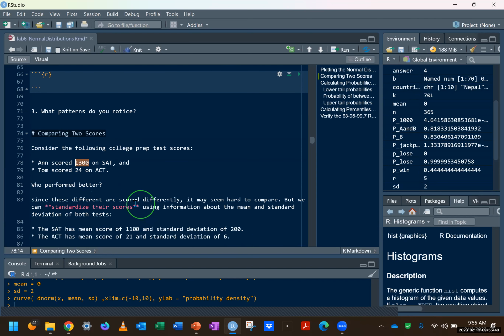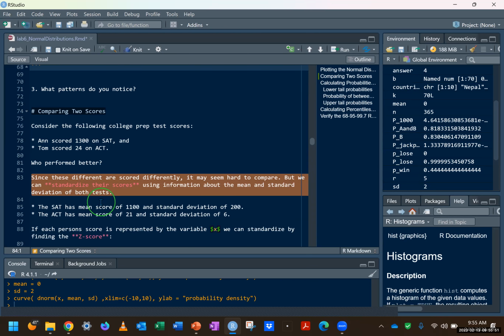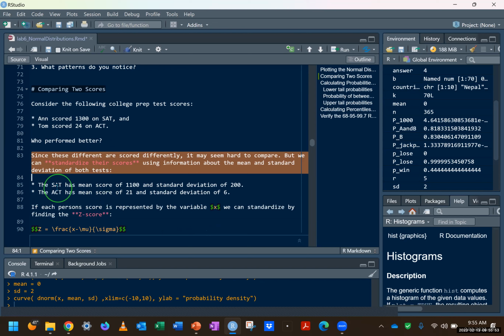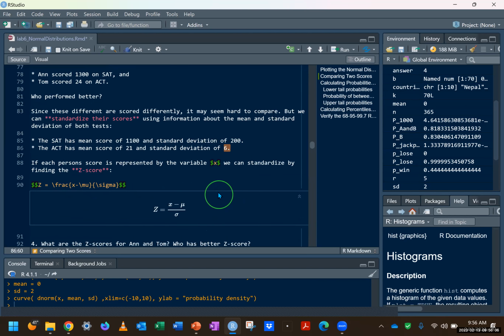We can do this by standardizing the scores. Essentially, this is making each distribution comparable by having the same mean and the same standard deviation. Here's how we're going to do this. First, we need to know what the mean score is for the SAT and the standard deviation. We got these two parameters. We also need to know the mean and the standard deviation for the ACT, and we're going to do something called the z-score.